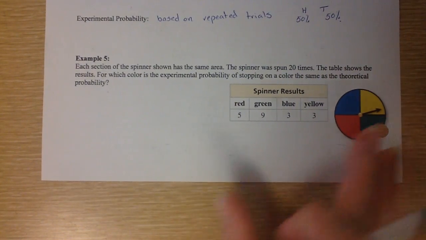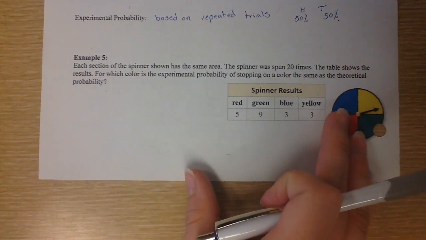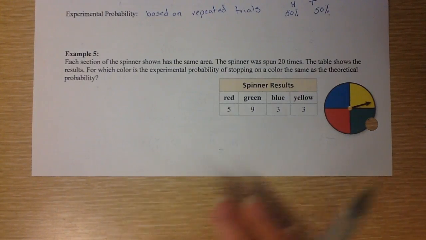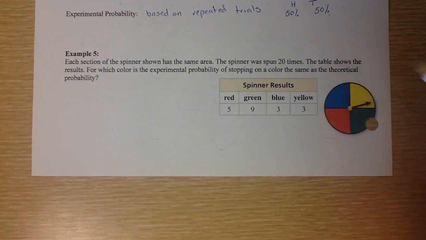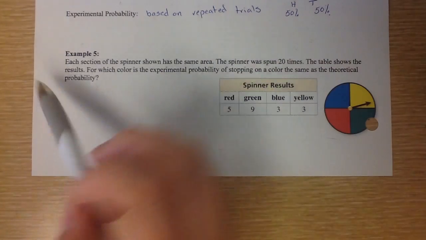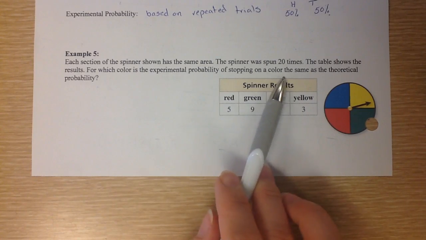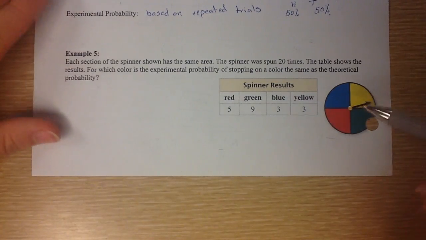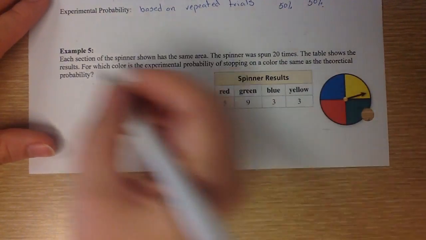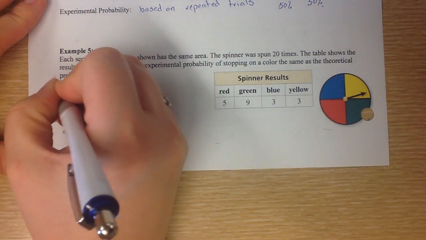Okay, so here in example 5, each section of the spinner shown has the same area. So we know each of these spaces is the same size. The spinner was spun 20 times, so we did it 20 times total. The table shows the results. For which color is the experimental probability of stopping on a color the same as the theoretical? So first let's find the theoretical probability. So let's do the probability of blue.